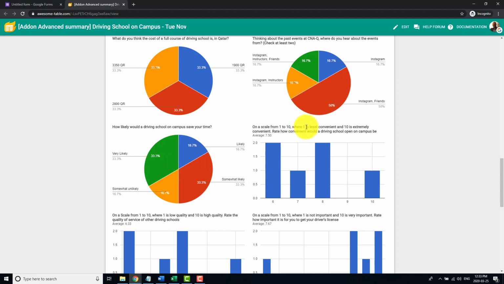On a scale of 1 to 10, where 1 is least convenient and 10 is extremely convenient, how convenient would it be to have a driving school on campus? What we have is a scale of 6, 7, 8, 9, and 10. They had a scale of 1 to 10. So nobody in the target market said it wasn't going to be convenient. Everybody in the target market gave it a score of 6 or higher.